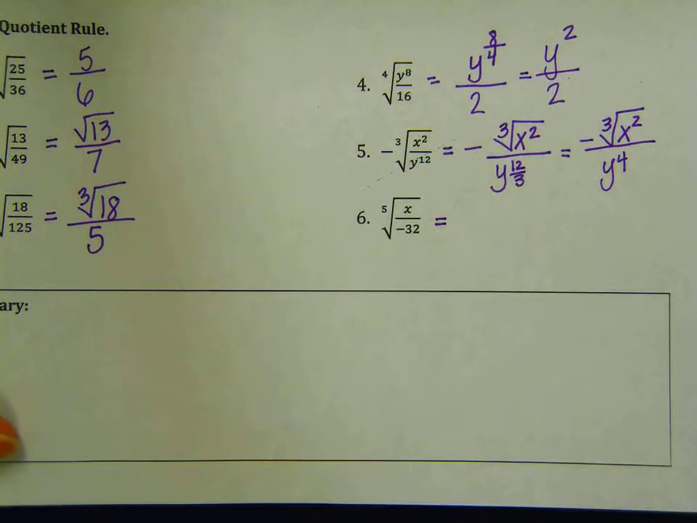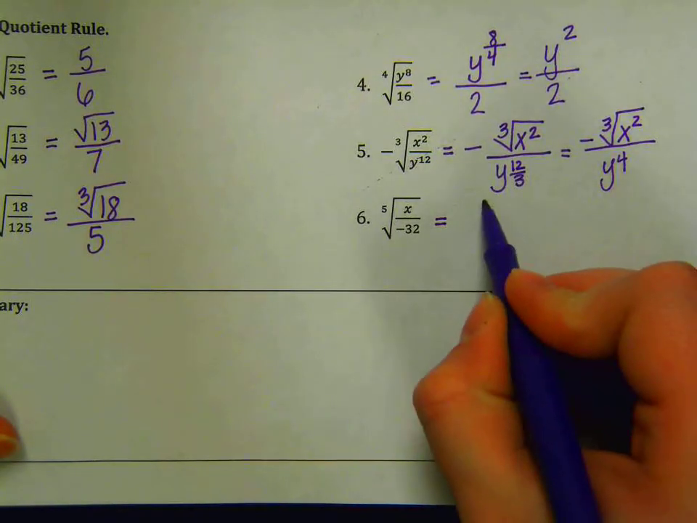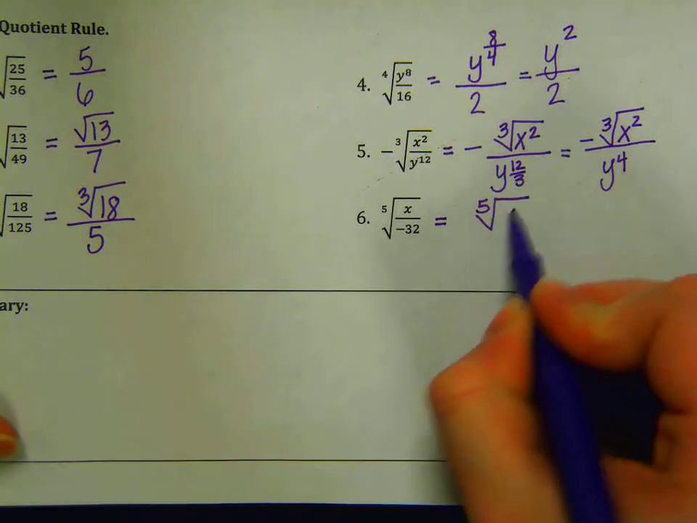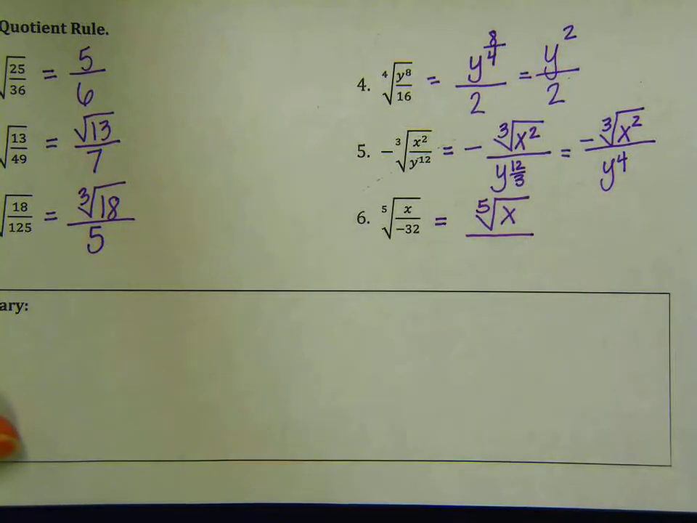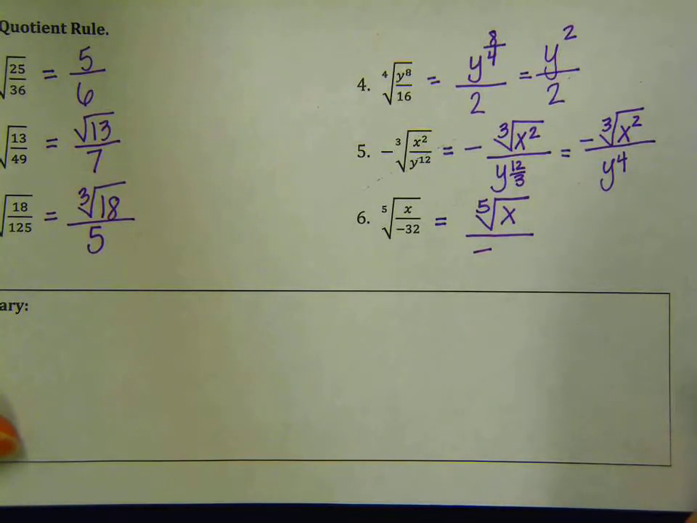And the last one. 5th root of x, because I can't do anything else with that one. And what's the 5th root of negative 32? It's negative something. What did you say, Joey? Oh, you said 2? Good job. I was right. So we have the 5th root of x over negative 2.